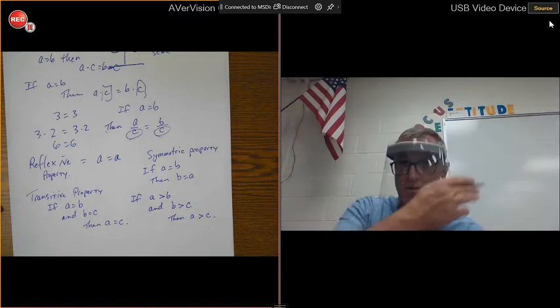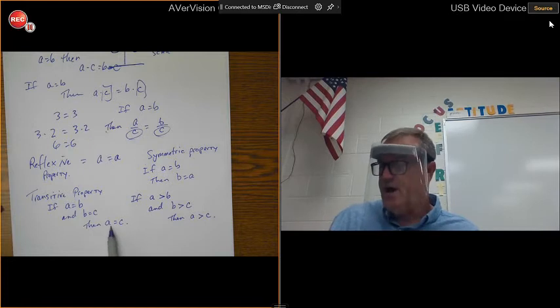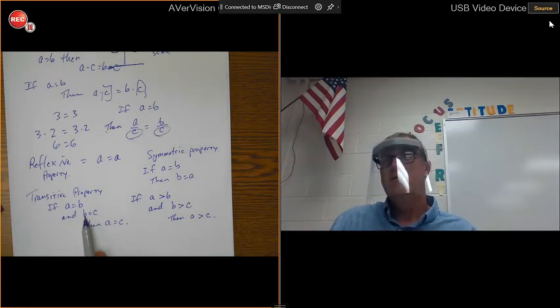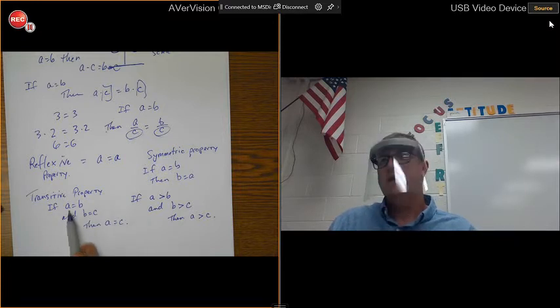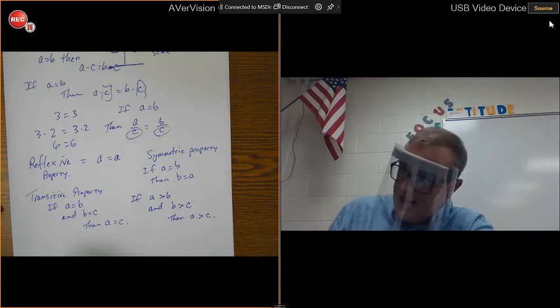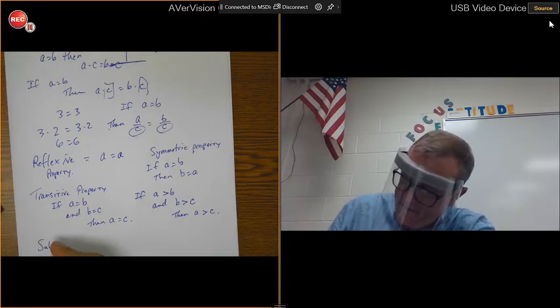It also works backwards. If C equals A and C equals B, then B equals A. It also works backwards. Okay? All right. Last one on these properties. Substitution.